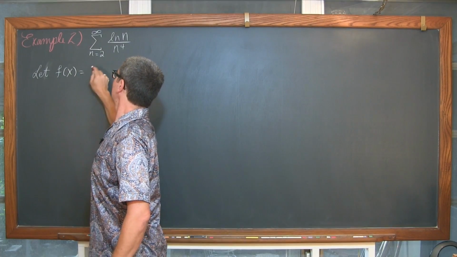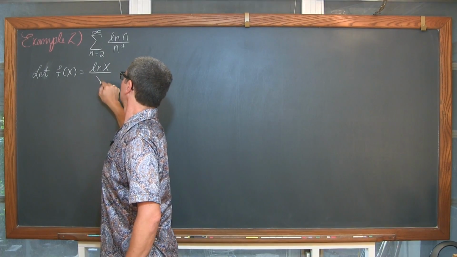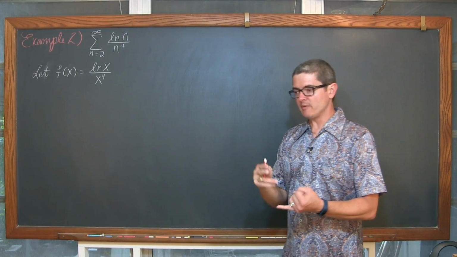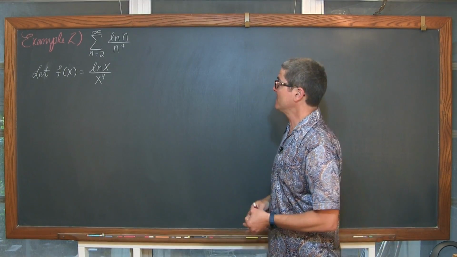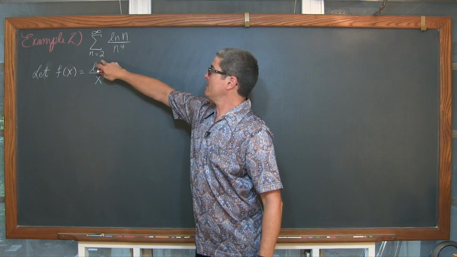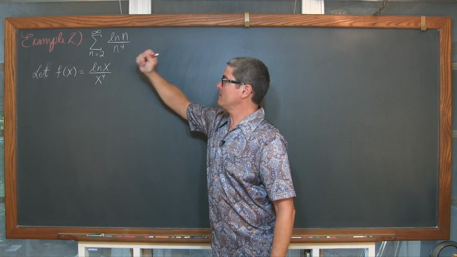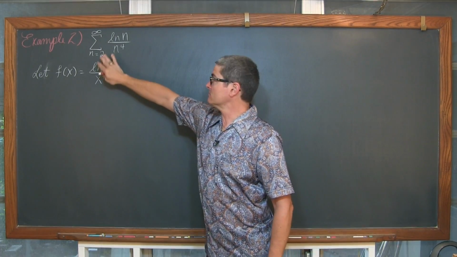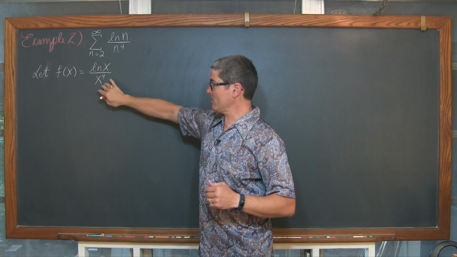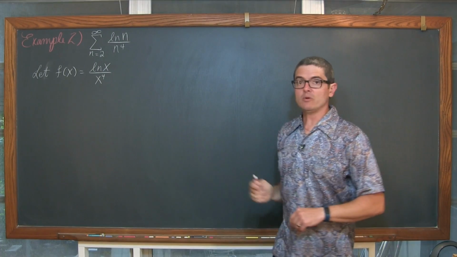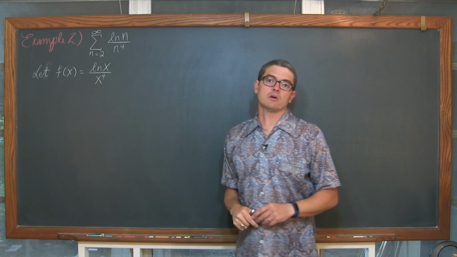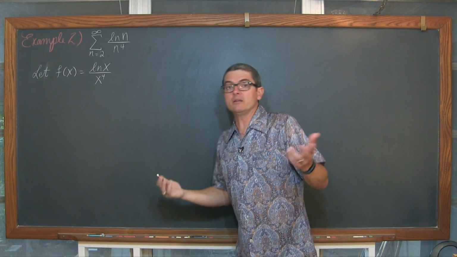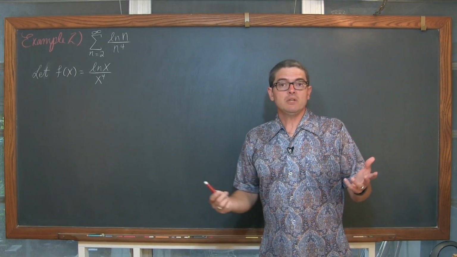f of x equal the natural log of x over x to the 4th. F of x needs to be positive, continuous, and decreasing. When n is starting at 2 and going up, we're guaranteed that this is going to give us a positive answer. This is undefined at 0, but I don't care about continuity at 0. I care about it from 2 and beyond, so we have a positive continuous function. All we have to do is make sure that it is decreasing, or at least non-increasing, and we're going to do that by looking at the derivative.